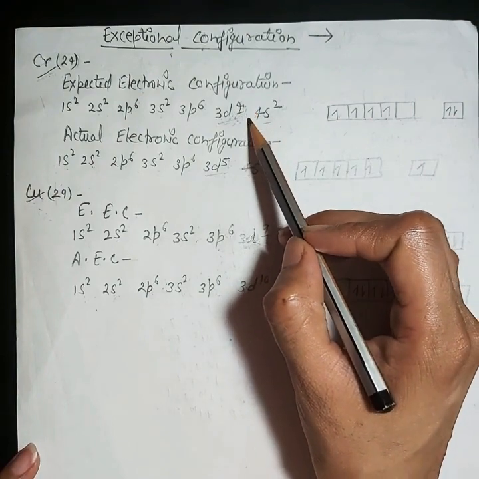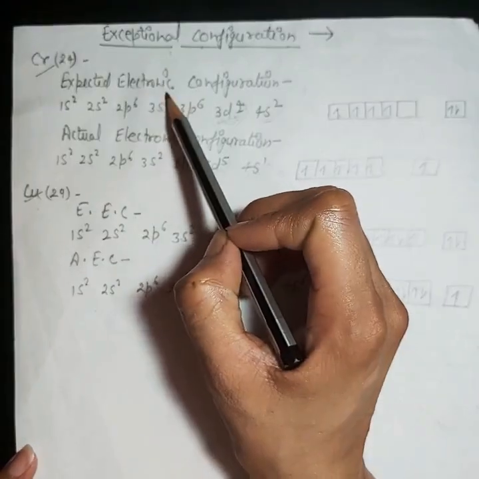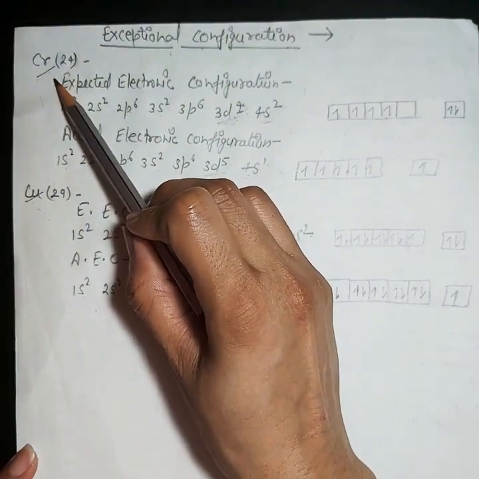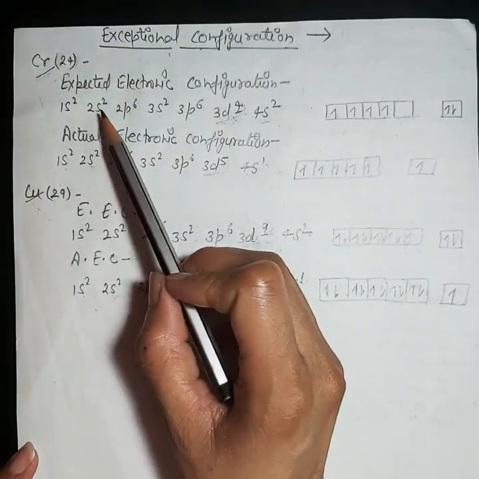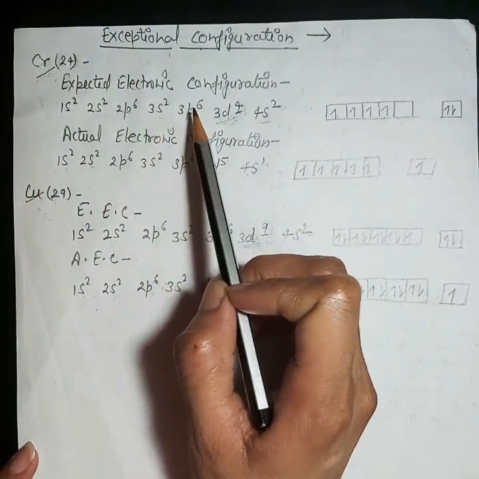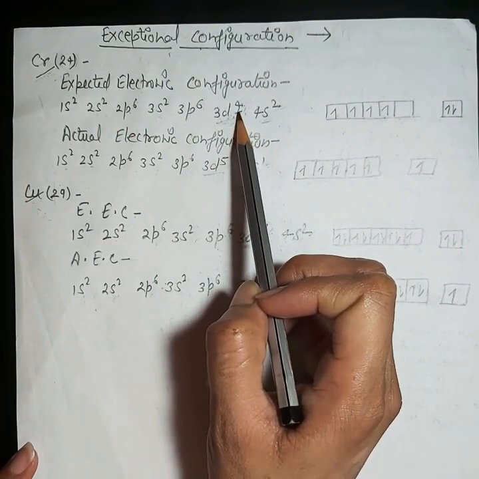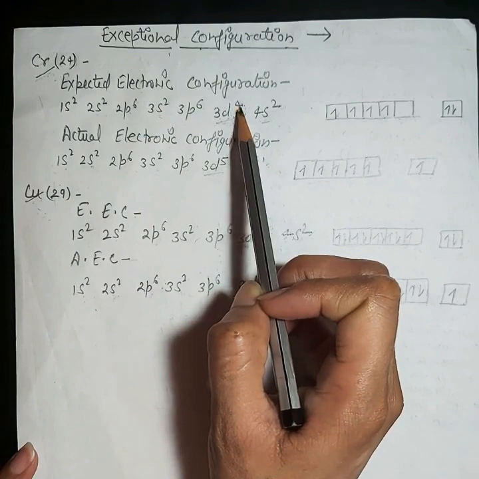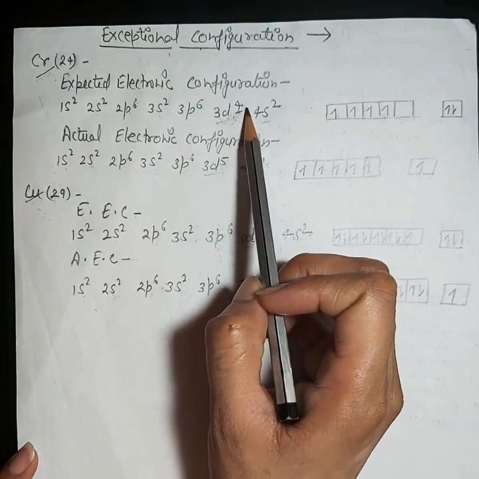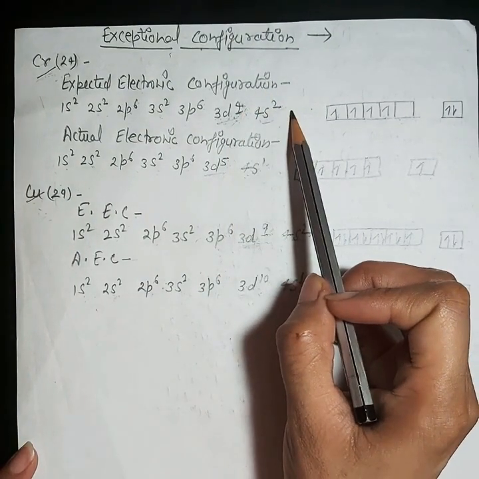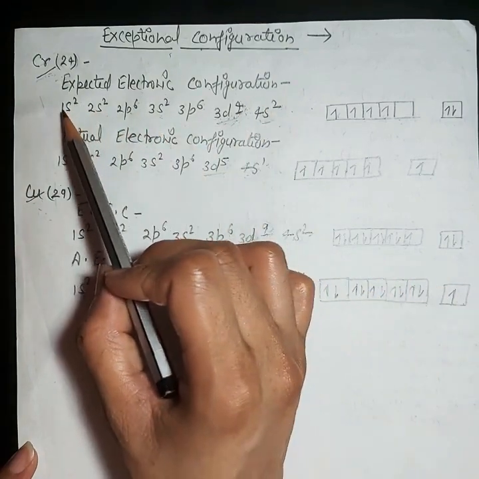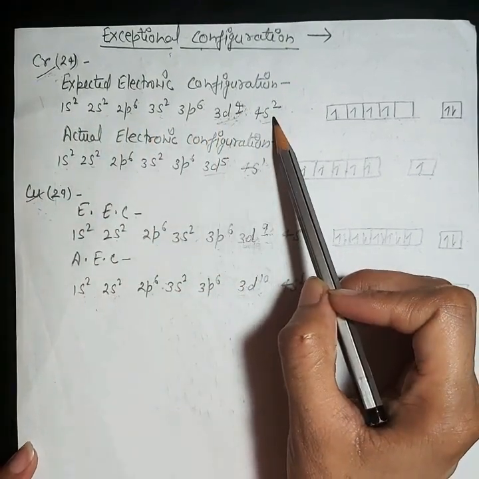That's why the expected electronic configuration for chromium is 1s2, 2s2, 2p6, 3s2, 3p6, 3d4. Why 4? Because it has one extra electron than vanadium. That's why I have written 3d4 here and 4s2. But actually it does not show this type of electronic configuration.